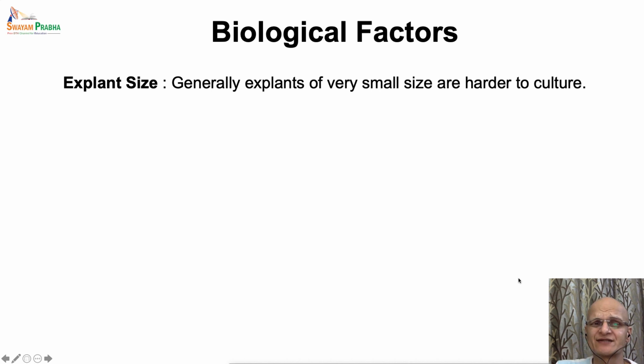Then is the size of explants. Generally, explants which are very small are harder to culture. If you want to establish a culture from a single cell or protoplast, it is more difficult compared to when larger segments of the plants are used, like leaf segments or cotyledons as the explants. Initiating callus will be much easier compared to using single cells or protoplasts. And it is probably because the larger explants may have larger nutrient resources or hormonal reserves, hence they perform better in response to in vitro cultures.